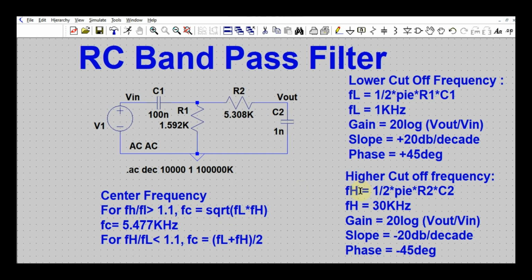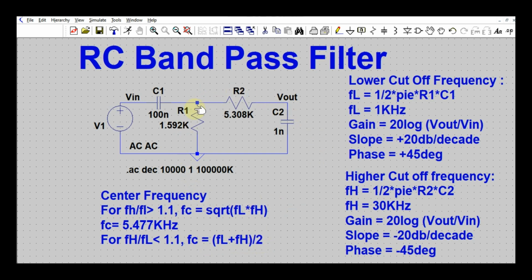So for this case, if you do the ratio, your Fh is 30 kilohertz and your Fl is 1 kilohertz. So Fh ratio Fl equals to 30. So that means your center frequency is given by the square root of FL into FH, which if you calculate by using this formula, you will get 5.477 kilohertz. In such a case, if your FH ratio FL is less than 1.1, then on that particular case, your center frequency is given by FL plus FH divided by 2.